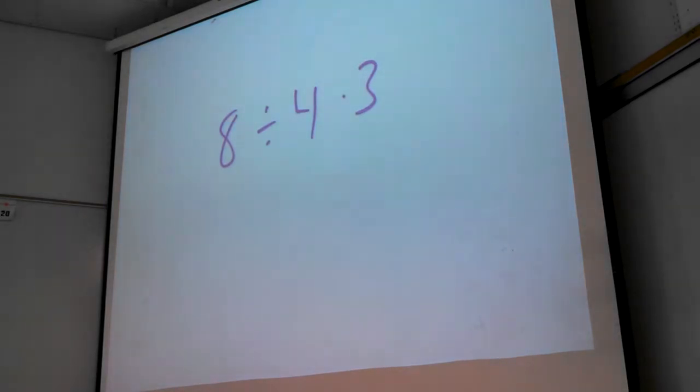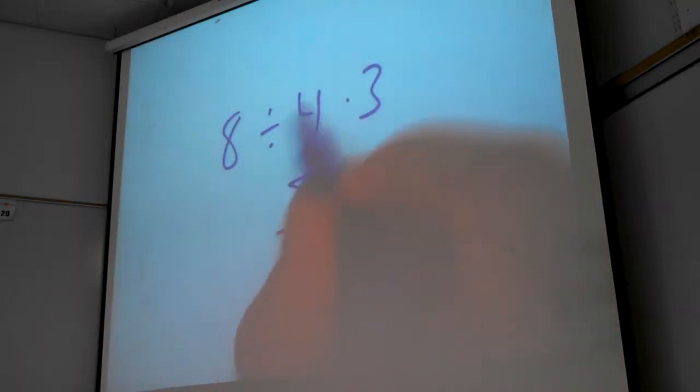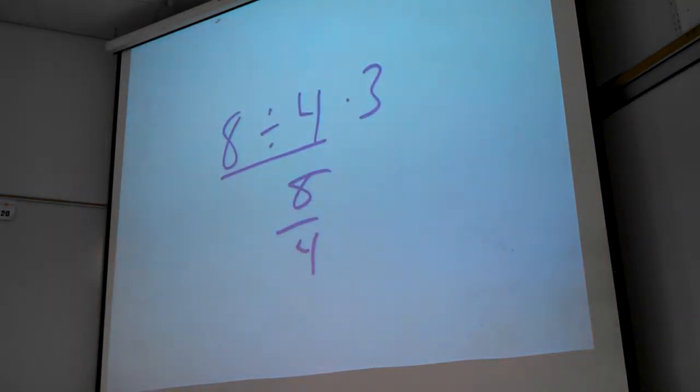How do I rewrite? What's another way to write that? It's the exact same instructions, it just looks different. How do you write 8 divided by 4 in a different way? 8 over 4. That's what this is right there, right? 8 divided by 4 is 8 over 4.